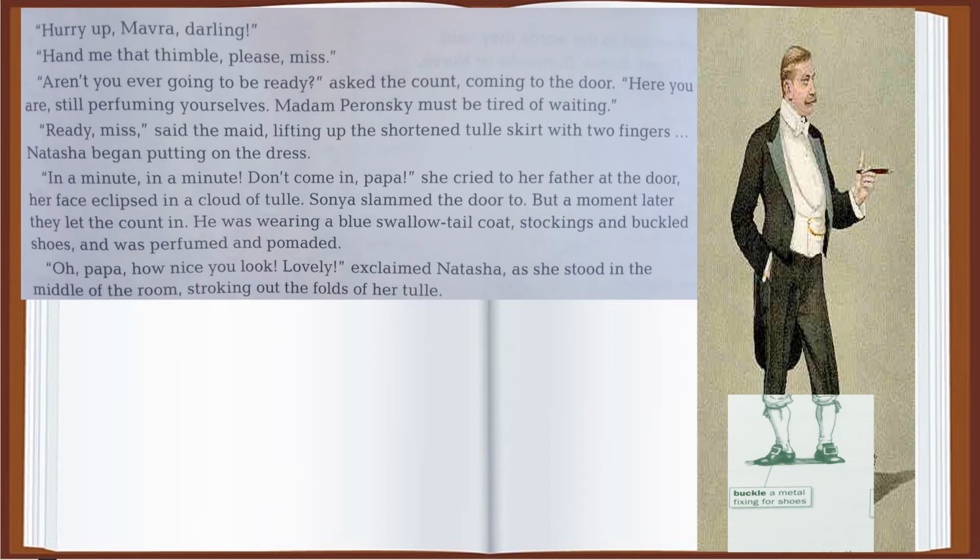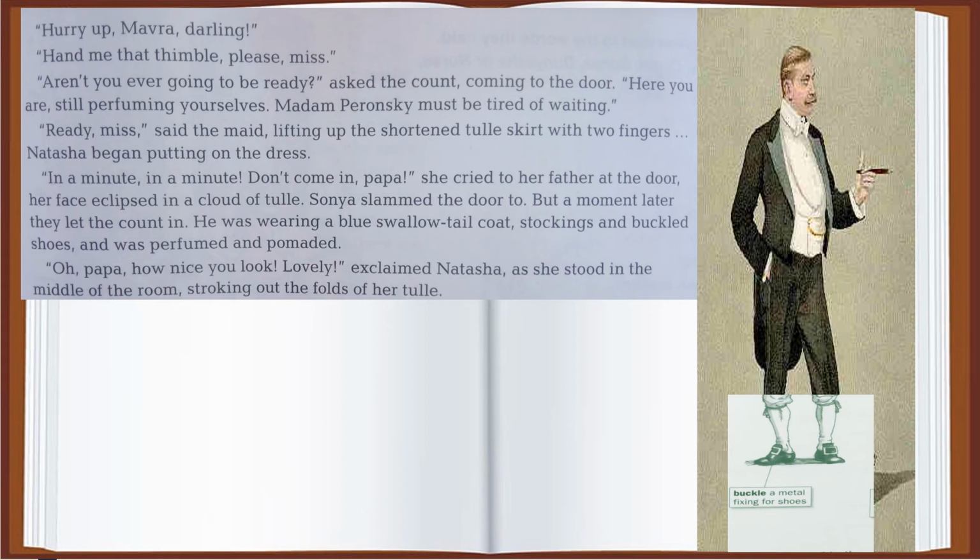Stockings, which are long socks, and buckled shoes, which are shoes with a buckle. Okay, and he was perfumed and pomaded. His hair was styled. Look at his hair. And perfumed means scented. "Oh Papa, how nice you look. Lovely," exclaimed Natasha as she stood in the middle of the room stroking out the folds of her tulle. Okay, so she removed the tulle from her face and told her dad how nice he looks.